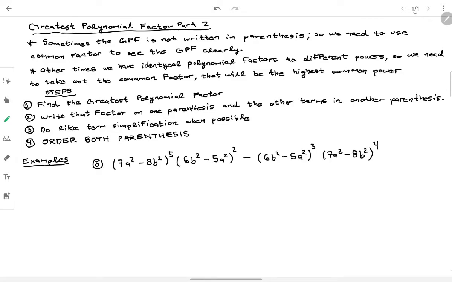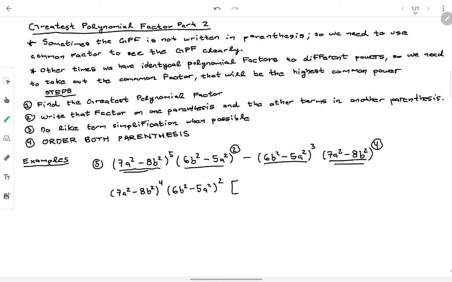So let's go with the last exercise. Imagine we have something like this. It's the same kind of exercise. We need to look for the greatest common power on the polynomial factor. So in this case, it's going to be 7a squared minus 8b squared with the highest common power, that will be the smallest one, to the 4th power. Then we will check the other one, 6b squared minus 5a squared, to the 2nd power, that is going to be the smallest one.